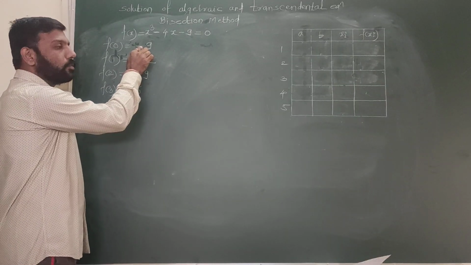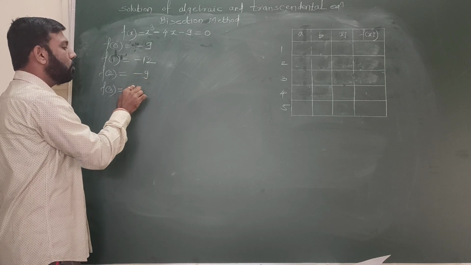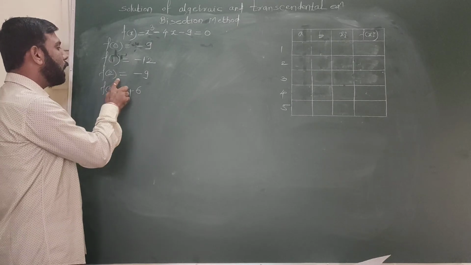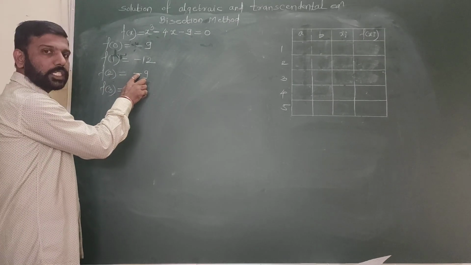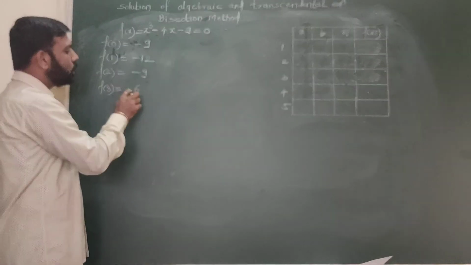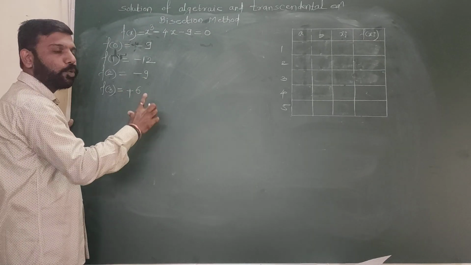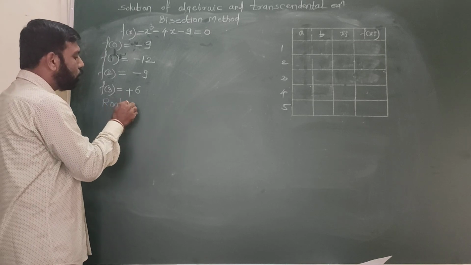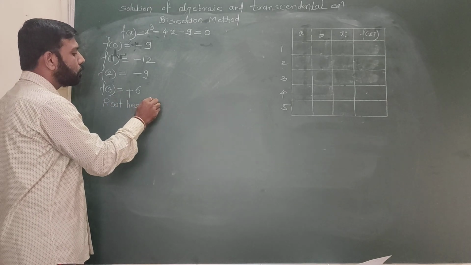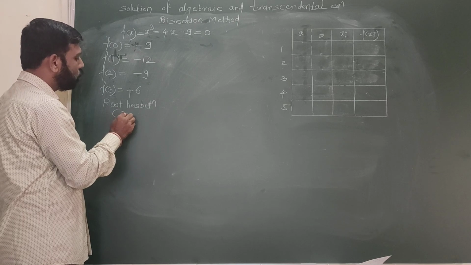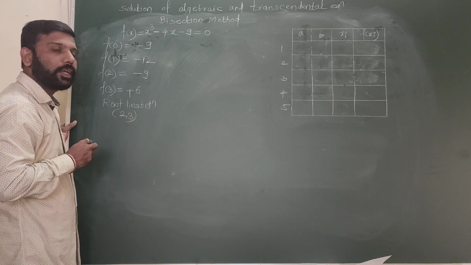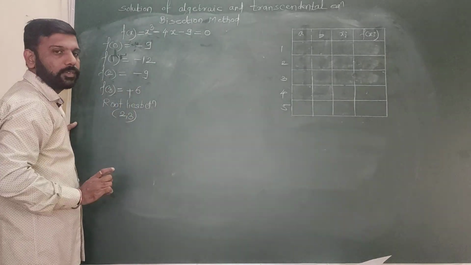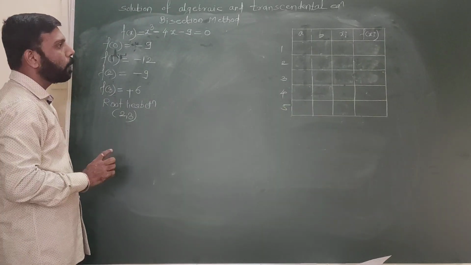First value is negative, next negative, negative. Now we got a positive value, so we stop when we get an opposite sign. This is minus and this is positive, so these two are opposite signs. Now here we claim that the root lies in the interval 2, 3. So in this interval our root lies and that root we have to find.